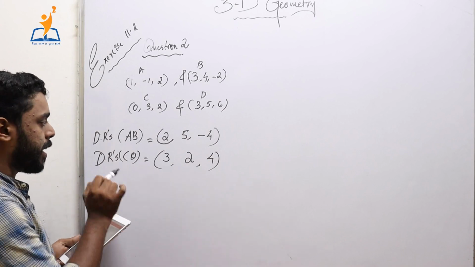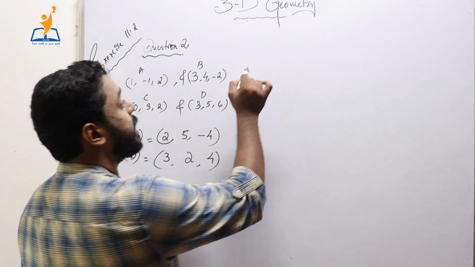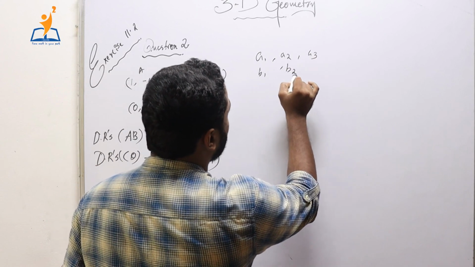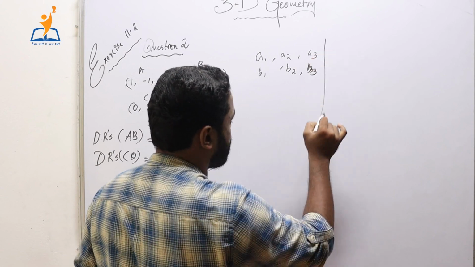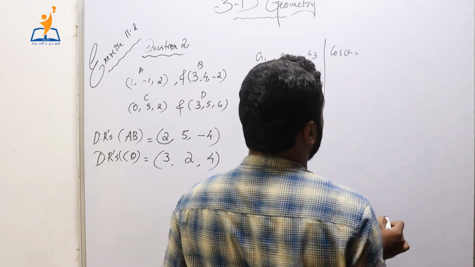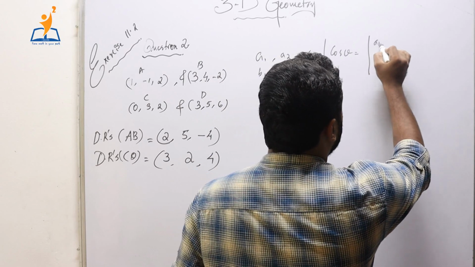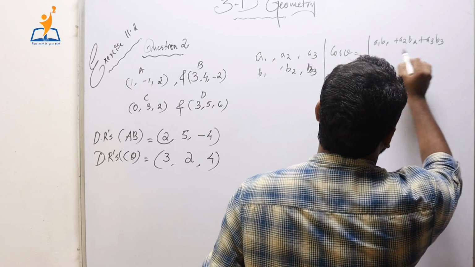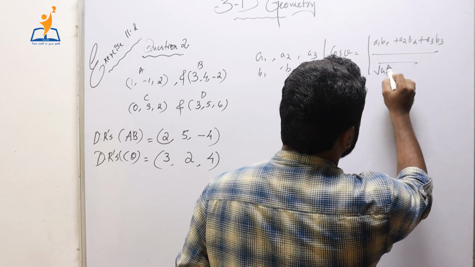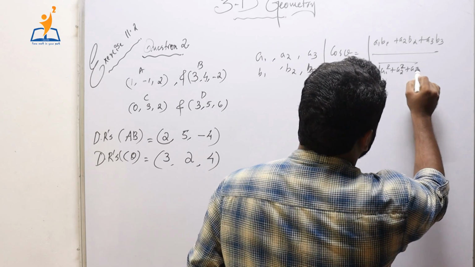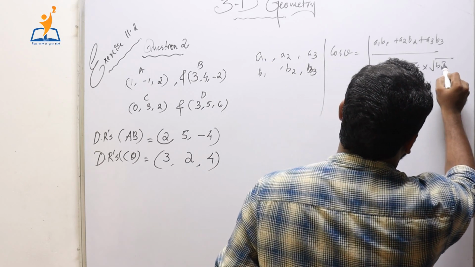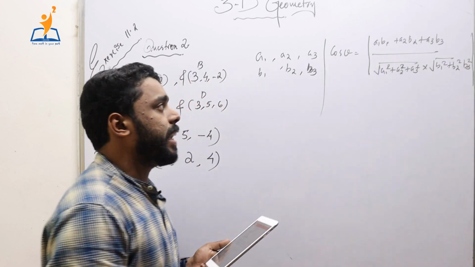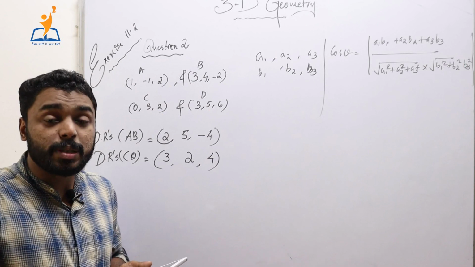So in order to show that these two lines are perpendicular, we know that whenever we have A1, A2, A3 and B1, B2, B3 as the direction ratios, then cos theta is nothing but the modulus of A1 B1 plus A2 B2 plus A3 B3, whole divided by the square root of A1 square plus A2 square plus A3 square into B1 square plus B2 square plus B3 square, isn't it? So this is the cos theta when A1, A2, A3, B1, B2, B3 are the respective direction ratios of the line segment.